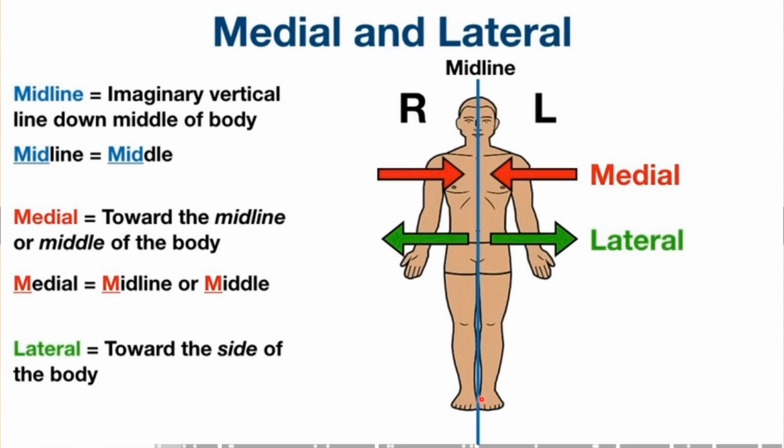Now in describing medial and lateral positions, we need a reference point. Your reference point is this imaginary line, or midline, which divides the body into two equal halves. Any structure that is towards the midline is medial. You can see the red arrow is moving in this direction. Any structure more towards the midline, this blue line here, is medial. Any structure away from the midline is lateral.